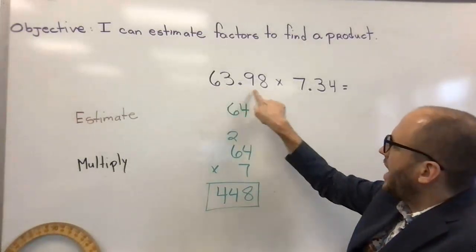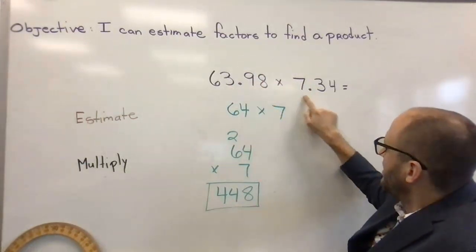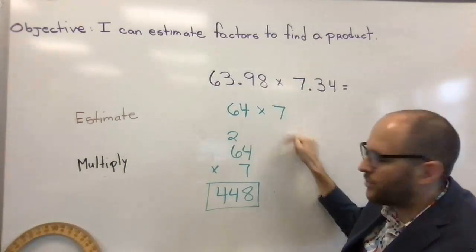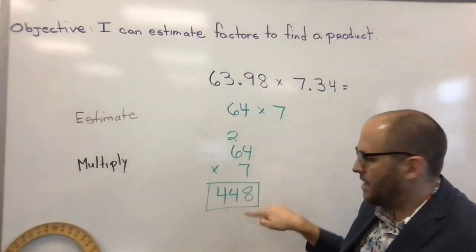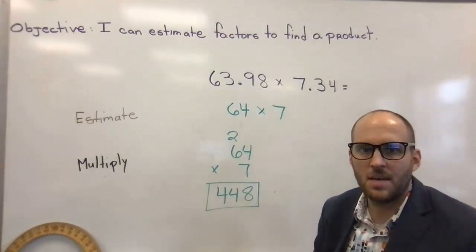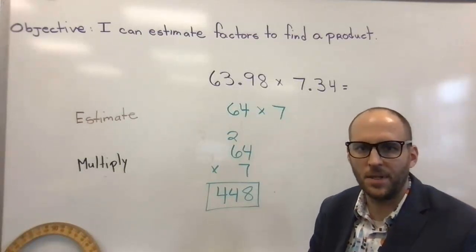Hopefully, friends, you ended up with an answer of 448 for your product. Again, 63 and 98/100 rounds that number up to 64. 7 and 34/100, that 3 keeps our number the same, so we stay with 7. Then we just multiply our two estimates together, 64 times 7, and we get an answer of 448. Let's step up the math and try some more complicated double-digit problems.